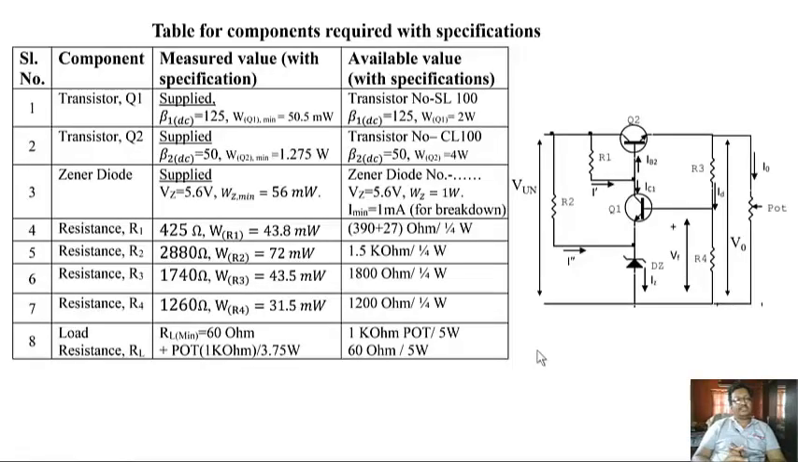Finally, we have prepared the table for different components required. For the transistor, the calculated values are like this. Similarly, for the Q2, for the Zener diode, for all resistors, and for the load resistance RL. These measured values may not be available in the laboratory, so you have to choose very close values as available in your laboratory. But in this design, we are going to use the measured values only, because we are going to check our circuit using some circuit simulators.